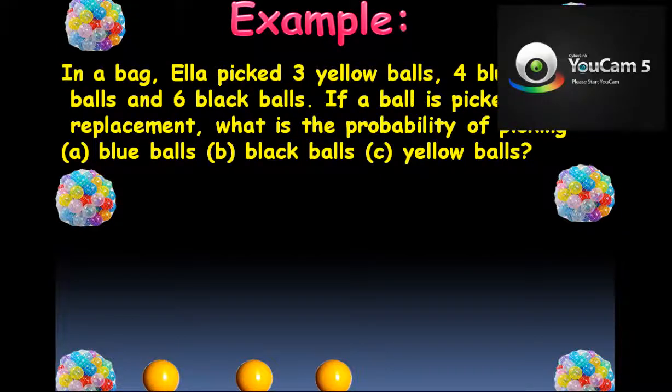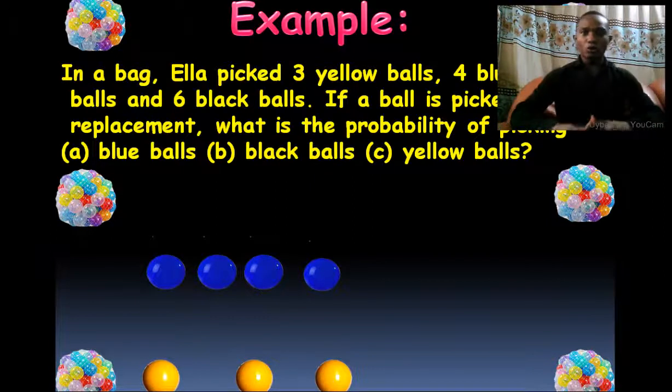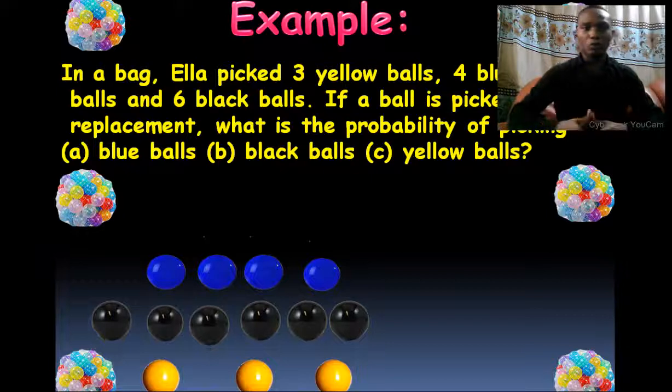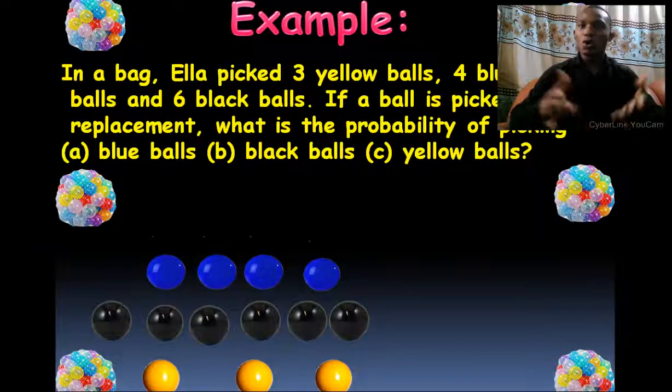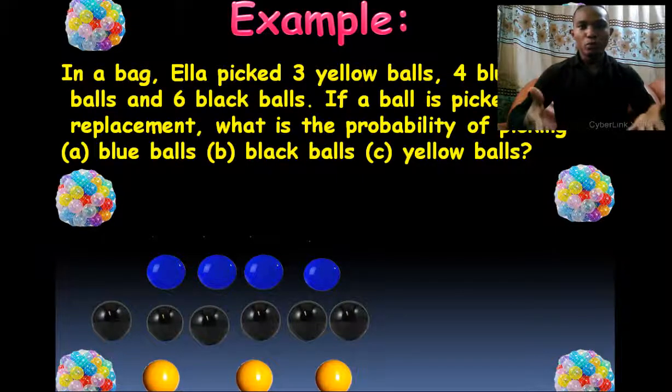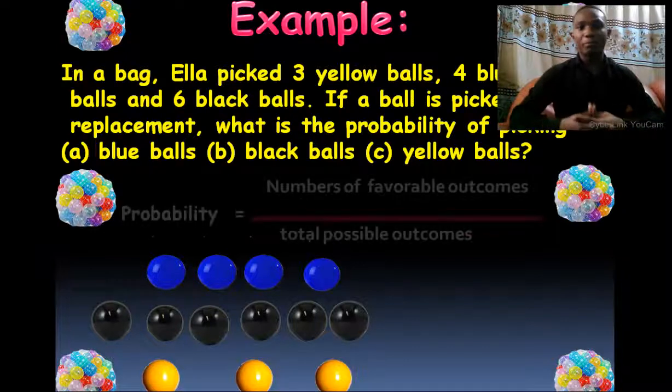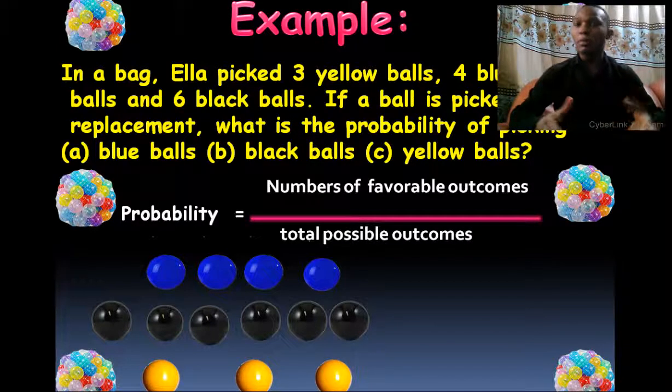Okay, now we have 3 yellow balls right there. We also have 4 blue balls, and we also have 6 black balls. Now let's go to the first question. What's the probability of picking blue balls? Before then, you have to write down the formula.